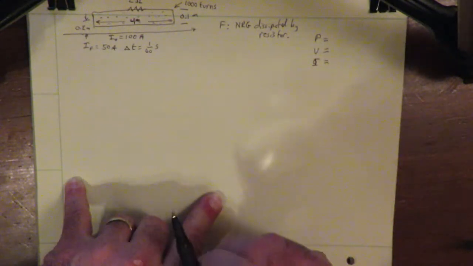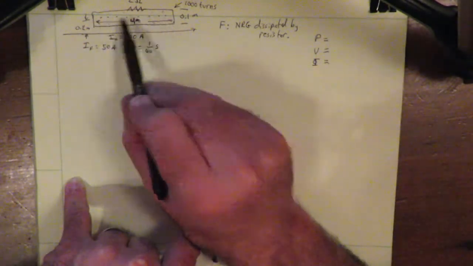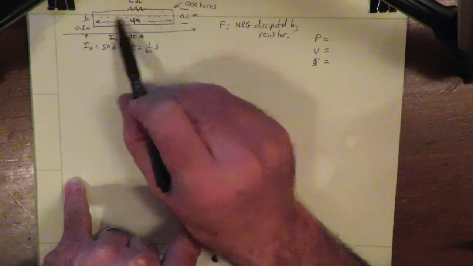And what does the flux depend on? The flux depends on the change of the magnetic field that exists in that loop. So we're going to have to figure out some magnetic fields here.